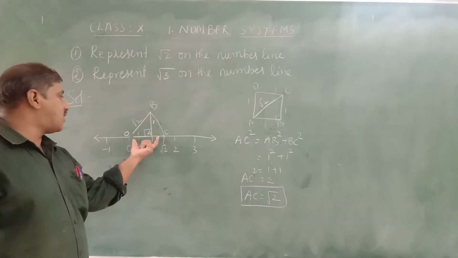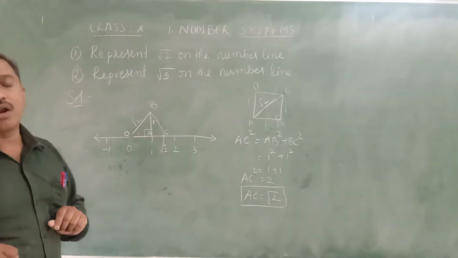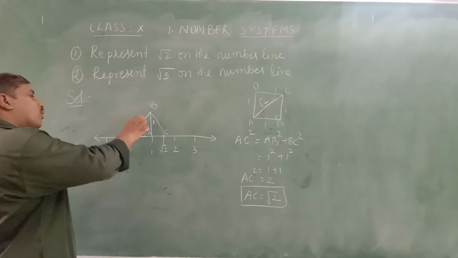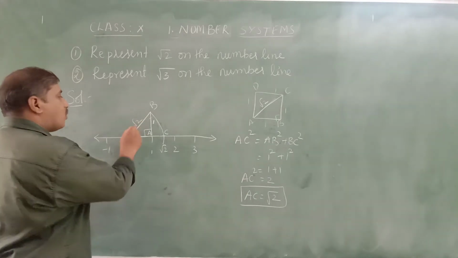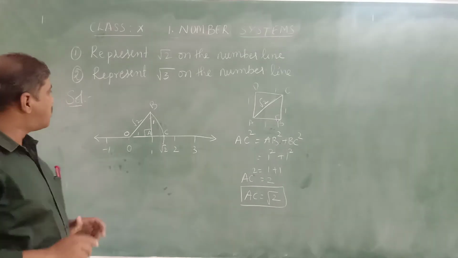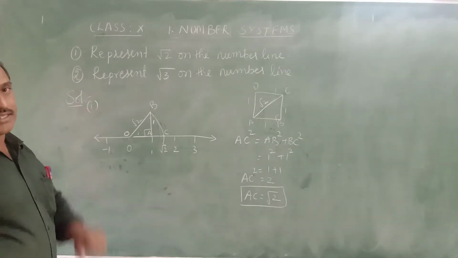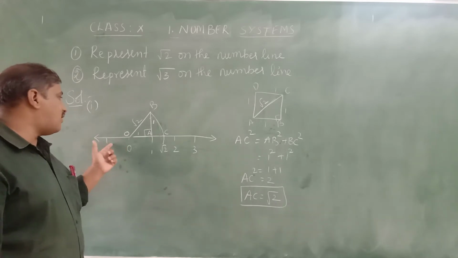So this length is equal to root 2 on the number line. That is, OC represents root 2 on the number line, and OB also represents root 2, in this right angle triangle. So how do we represent root 2 on the number line? What is the first step we have to write?